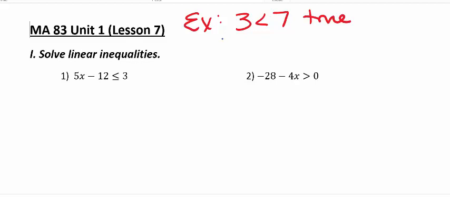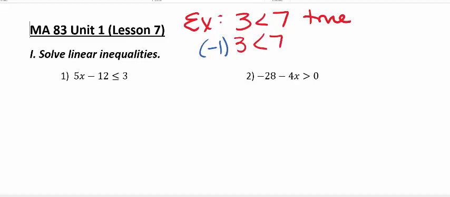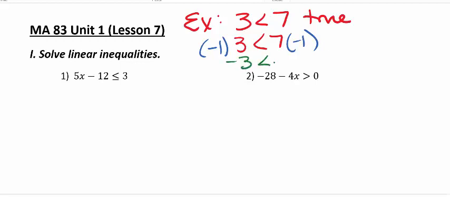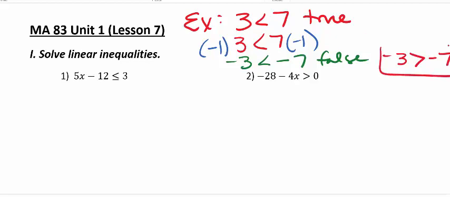If I were to take both sides of this inequality and multiply them by -1, so I'm going to multiply -1 by 3 and then -1 by 7, we get -3 less than -7. Well, this is a false statement. -3 is actually bigger than -7. So the true statement would look like -3 is greater than -7.